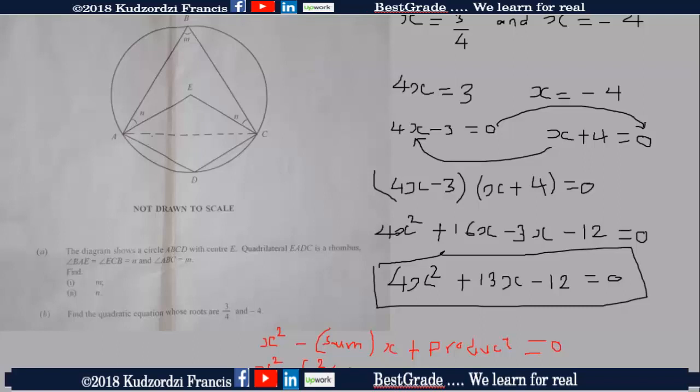Three over 4 plus negative 4. Then product of roots. We multiply negative 4 by 3 over 4. Now we have to simplify this. So when we simplify this, we get 13 over 4, (13/4)x.